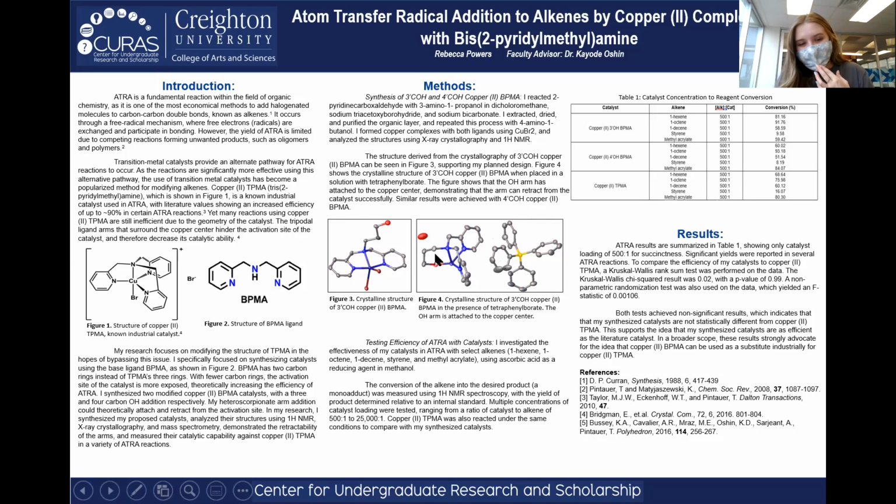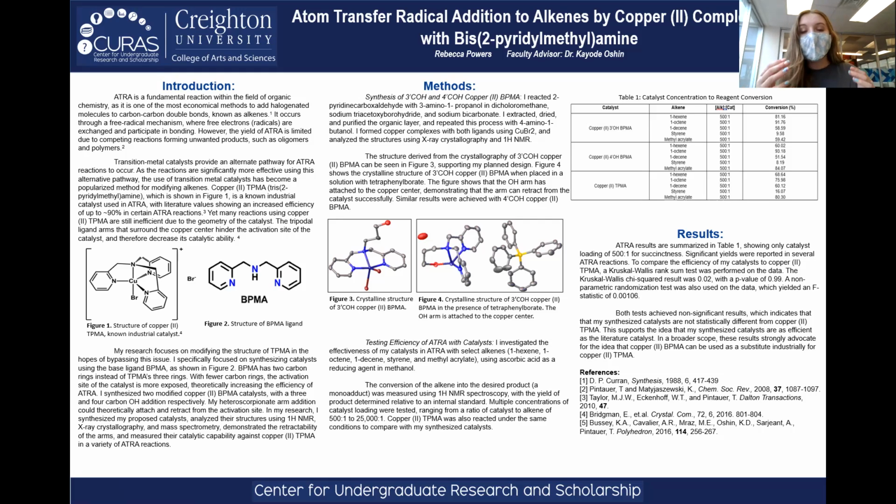And as you can see here, I just put in the 3OH copper 2 BPMA, but with the 4OH copper 2 BPMA, we saw the same retractability with the arm in the presence of a counter ion. So my advisor and I knew that we had successfully synthesized this catalyst and that it was doing what we wanted it to do. And now we had to see if it was as efficient as TPMA.